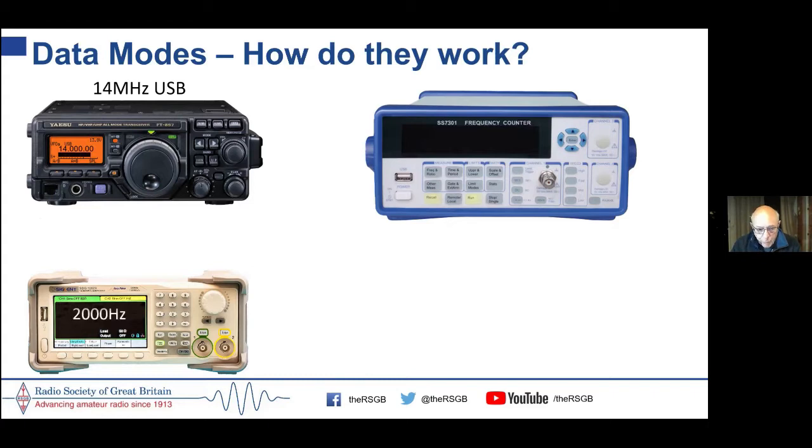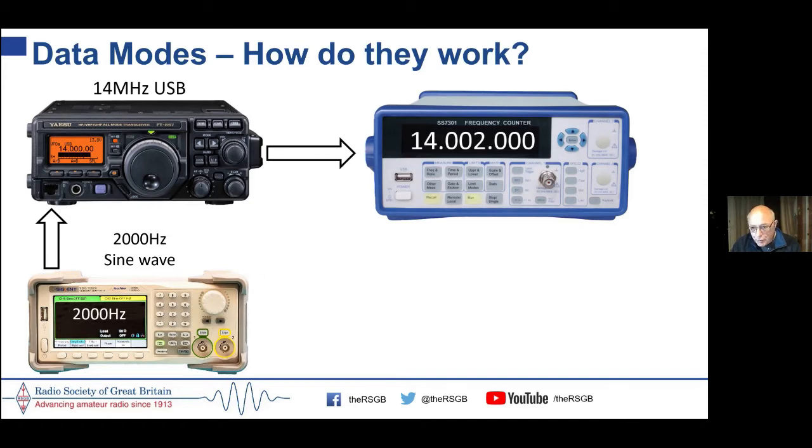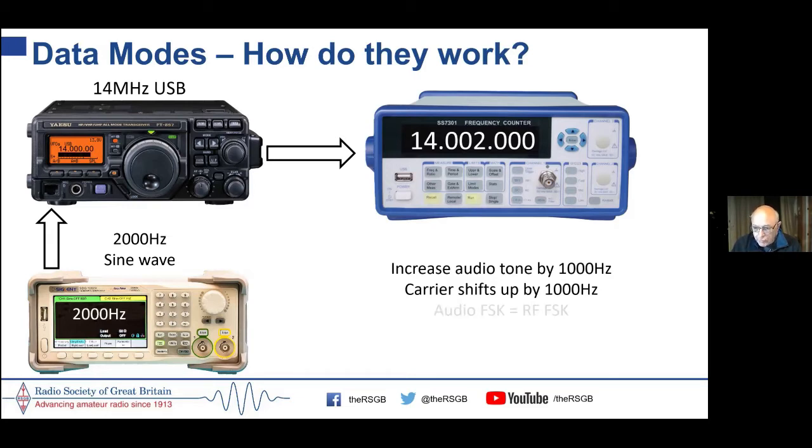So what happens if we put a 2 kilohertz tone in? So out of the rig comes 14.002. So we've raised it by 2 kilohertz. So that means that if we change the frequency of an audio signal going in the microphone socket, we can simulate a frequency shift keyed signal at RF. So with our 1 kilohertz shift that we were doing before, if we shift between 1 kilohertz and 2 kilohertz on our audio tone, the carrier shifts by 1 kilohertz as well.